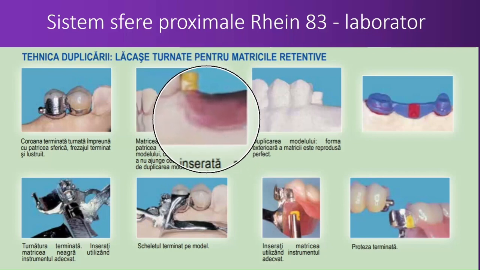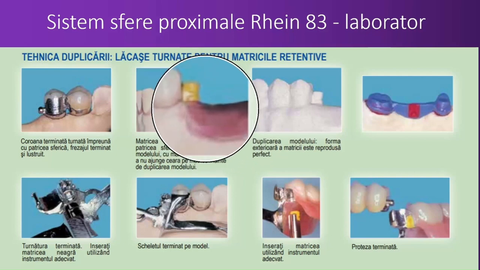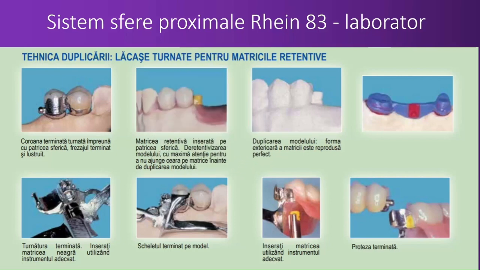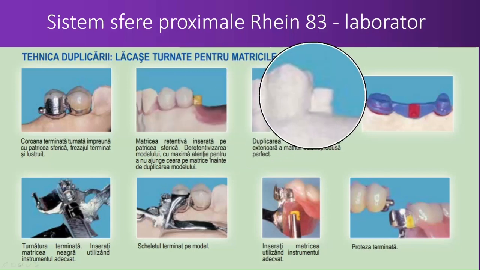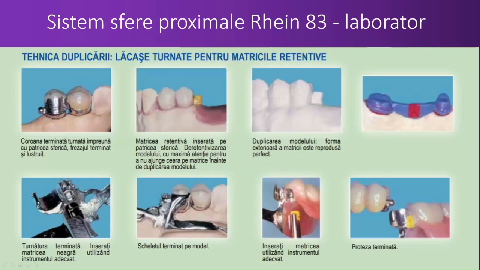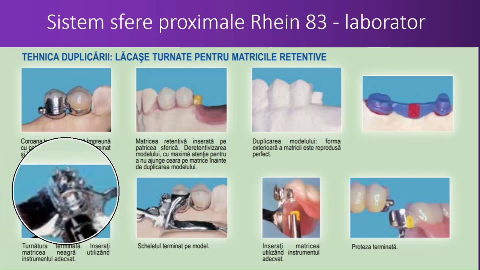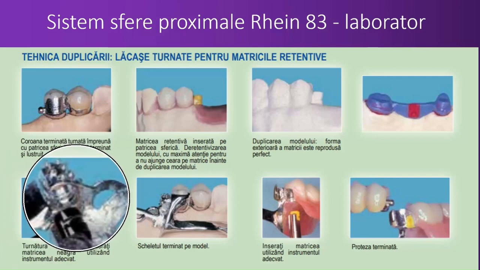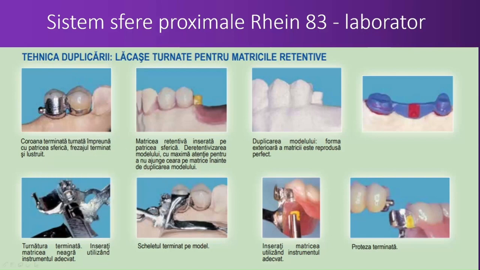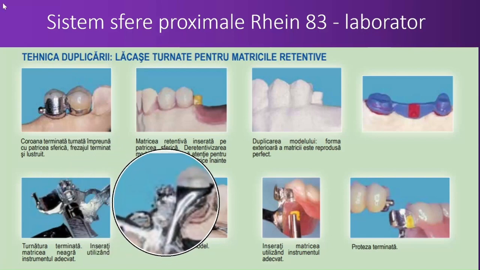And now we can duplicate it. You see the next image, the duplication of the model. You can look at those explanations. You find them in English on the Rhein 83 website. So this is the duplicate model, investment material obviously, and then you create the metal component that will have the arm and the place in which the plastic element will be introduced to go click on the ball attachment.